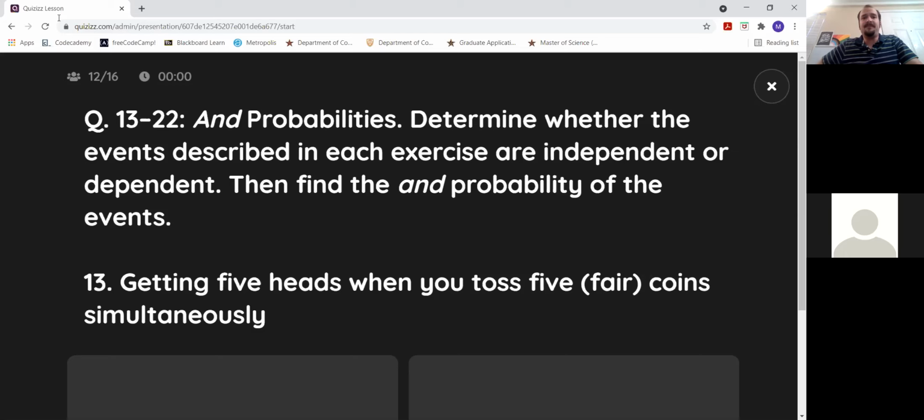So if I'm flipping 5 fair coins, each one of those flips, I guess you could flip 1 coin 5 times. It's kind of the same thing. Or you get 5 coins and flip them all at once. Are those flips independent or dependent? So independent means they are all by themselves. They're not going to influence each other. Dependent means they are influencing each other.